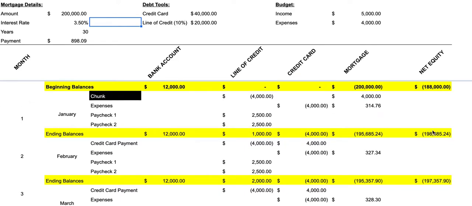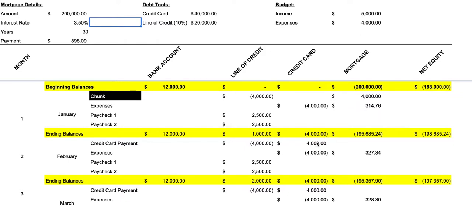Your net equity has decreased, right? The negative 188 increased to negative 198 because of the credit card, but it didn't really increase. You just have to make the credit card payment.